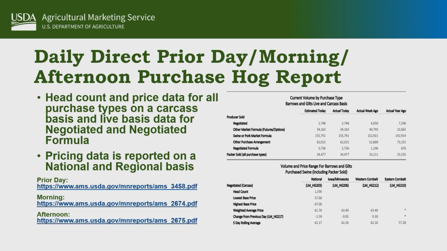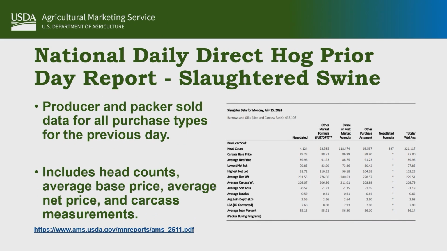And on there you can see we've got what our volumes are for the different purchase types, and then throughout the report you'll see the different purchase types are broken out with head counts, base prices, and the weighted average for the day. Then you've got your slaughtered swine. This is everything that was killed in the previous 24 hours, midnight to midnight. So this is producer and packer sold data for everything. The average net price, that is the price paid directly to the producer. So again, you're going to find all the purchase type information that we went through earlier. They're on these reports.